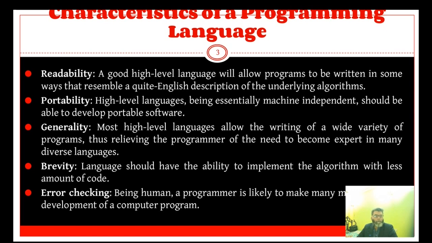Generality, most high-level languages allow the writing of a wide variety of programs, thus relieving the programmer of the need to become expert in many diverse languages. Brevity, a language should have the ability to implement the algorithm with a lesser amount of code, and error checking. Being human, a programmer is likely to make many mistakes in the development of computer programs.